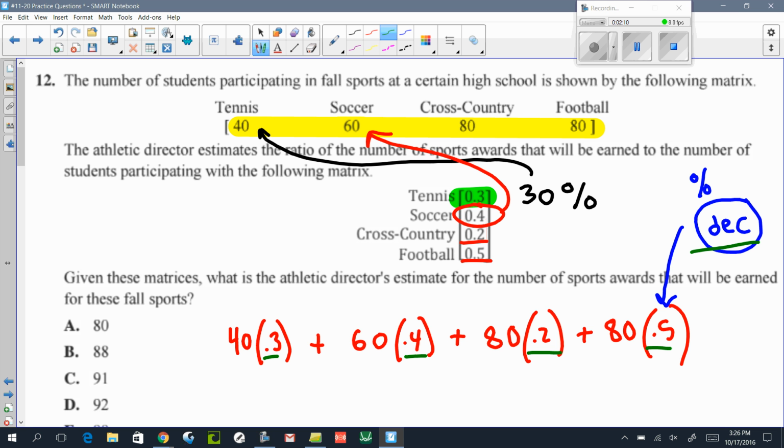If you would calculate this, you could type this all in at once. Your calculator knows to multiply before it adds. So we don't have to type this in a bunch of different steps. You can type this all in at once, and you'll see that this total is equal to 92. So out of all these students in sports, 92 are earning awards.